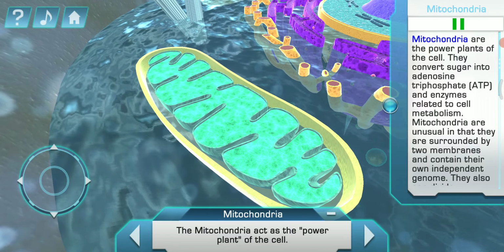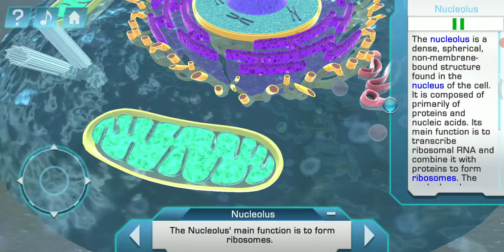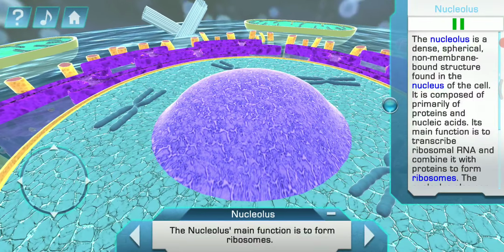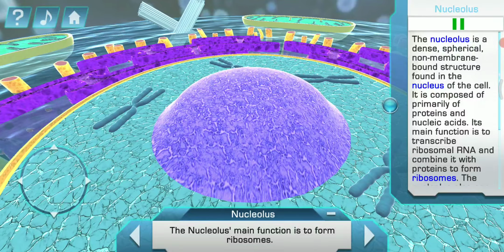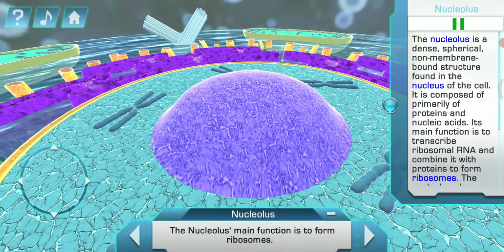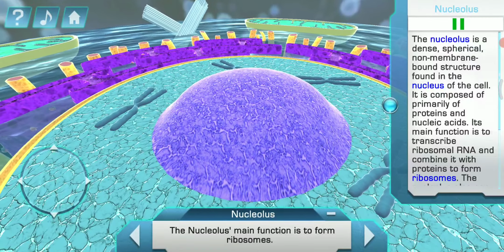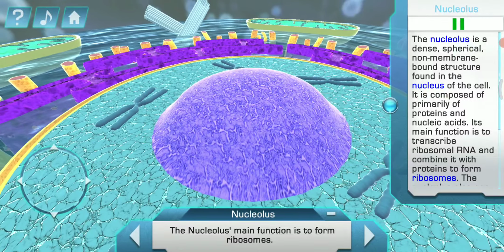cell division. The nucleolus is a dense, spherical, non-membrane-bound structure found in the nucleus of the cell. It's composed of primarily proteins and nucleic acids. Its main function is to transcribe ribosomal RNA and combine it with proteins to form ribosomes.